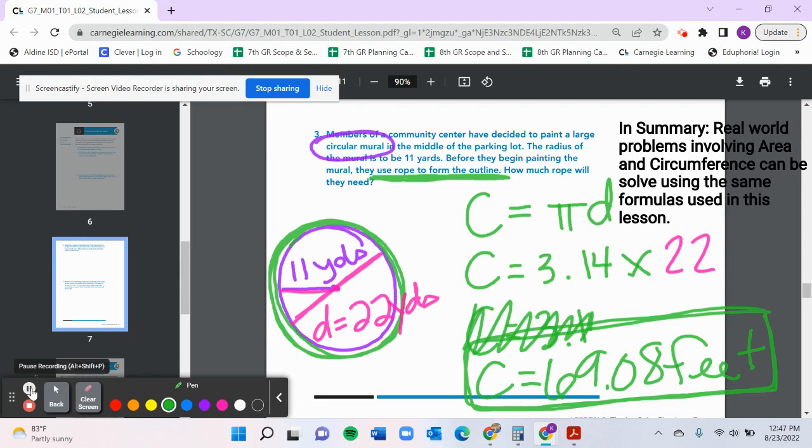In summary, you should realize and see that the circumference and area of a circle, even in real-world situations, can be solved by using our formulas.